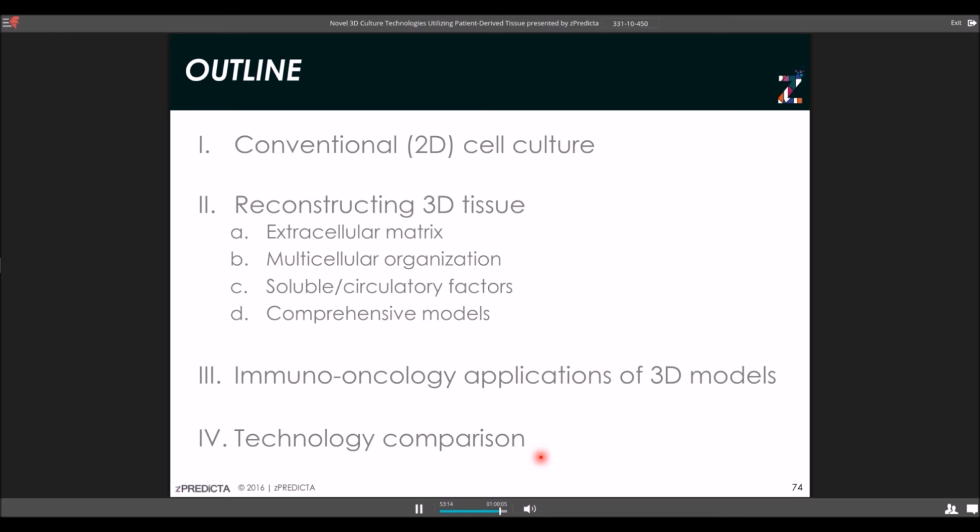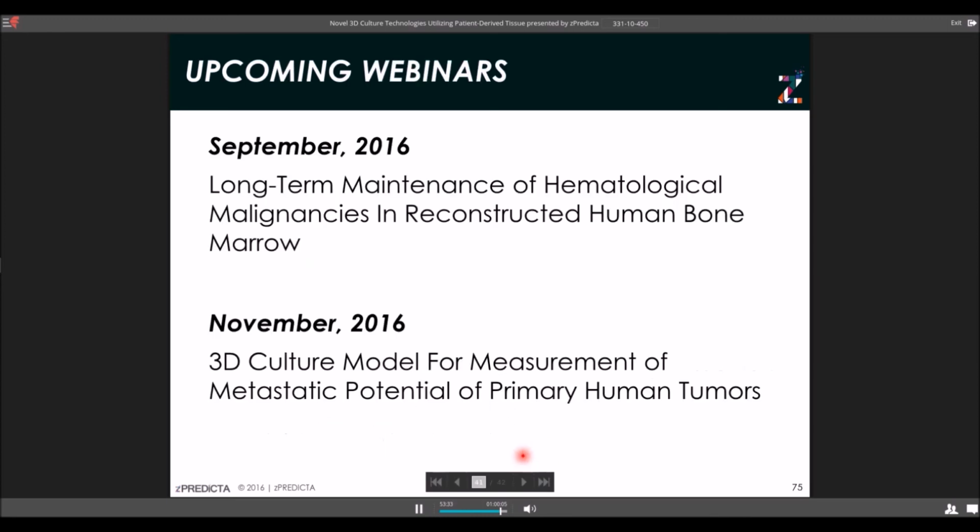So with that, we covered all of the elements that I wanted to talk about today, kind of going from the standard 2D cultures into newly developed 3D culture models with different elements of human microenvironment incorporated. We touched upon immuno-oncology applications, which will be a subject of its own webinar, and we looked at the technology comparison.